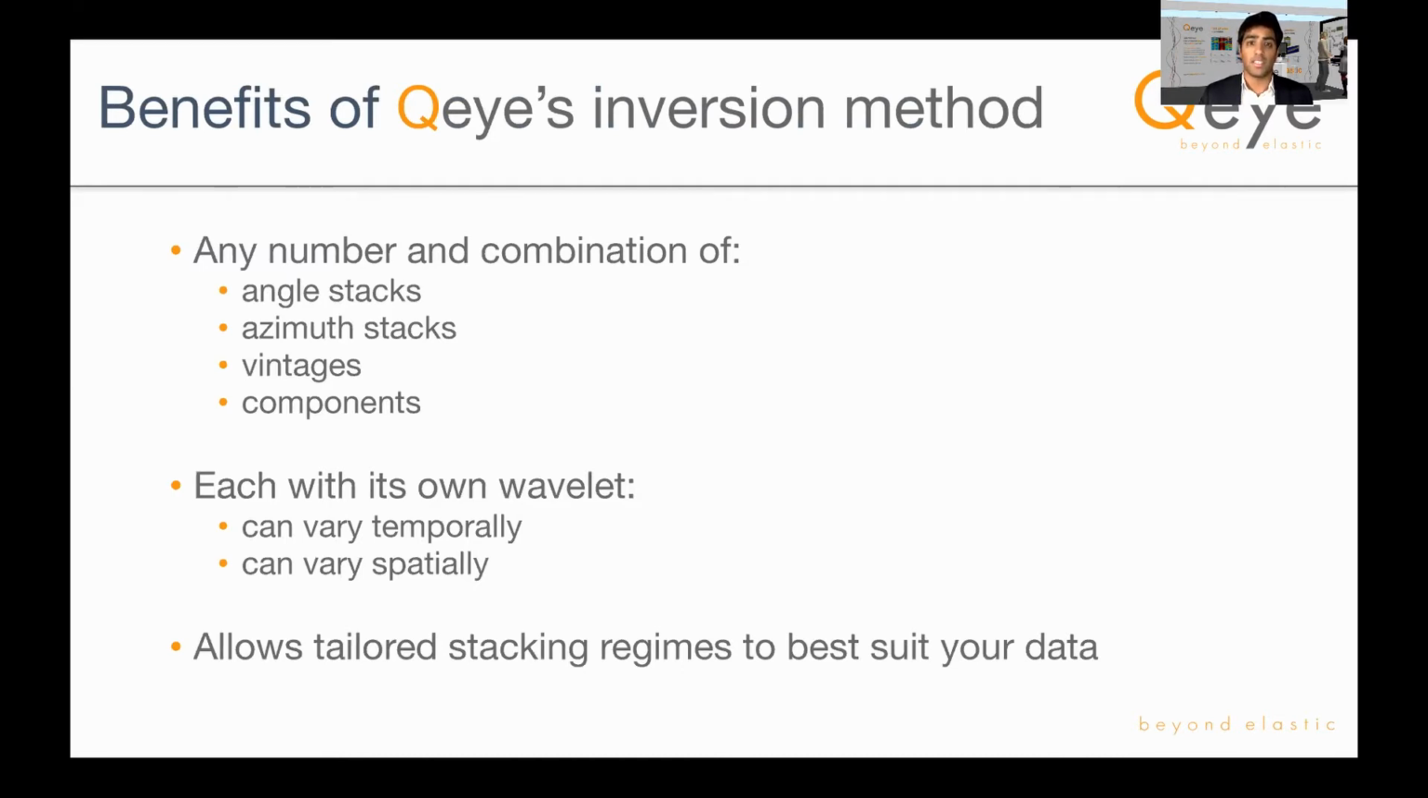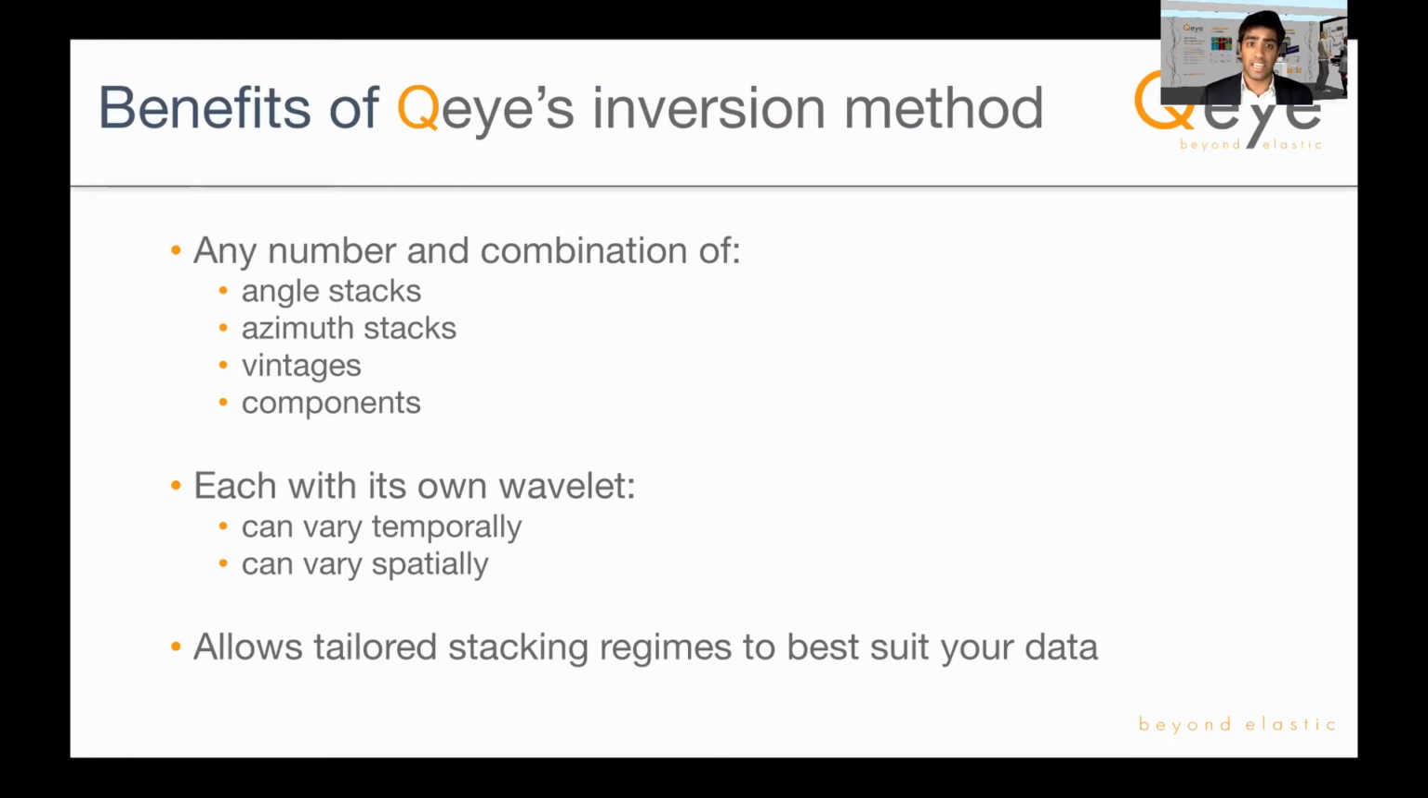The inversion engine can simultaneously invert an arbitrary number of angle and azimuth stacks and an arbitrary number of data vintages if you are performing a 4D inversion. And it can simultaneously invert both PP and PS datasets if they are available.